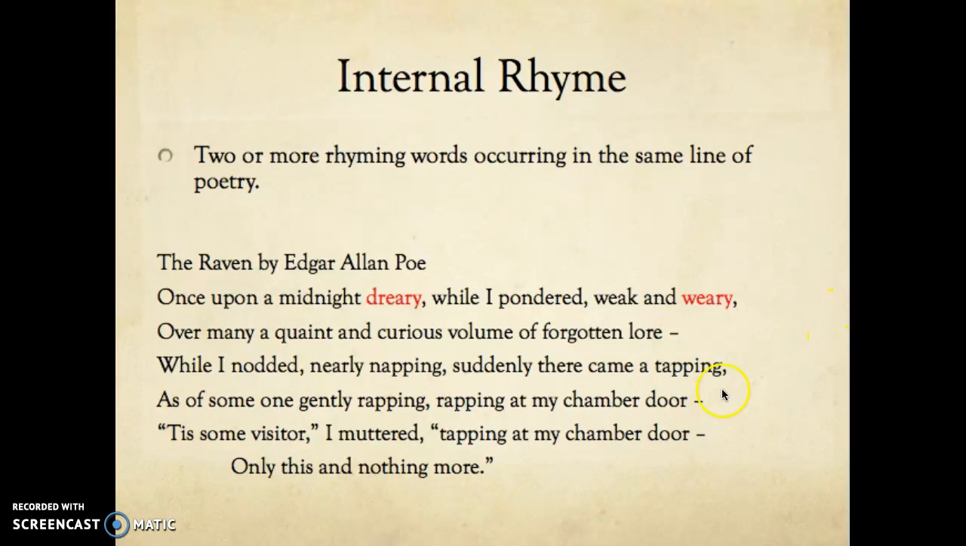So we see some end rhyme with lore, door, and more, but we also have internal rhyme within this poem. As you can see, dreary and weary, which are in the same line, rhyme together. Now, let's give you a second to see if you can find another internal rhyme within this poem. So let's read line 3 again. While I nodded, nearly napping, suddenly there came a tapping. So napping and tapping form another internal rhyme in this poem.